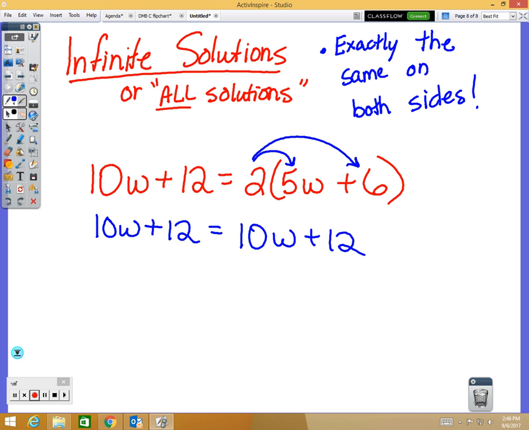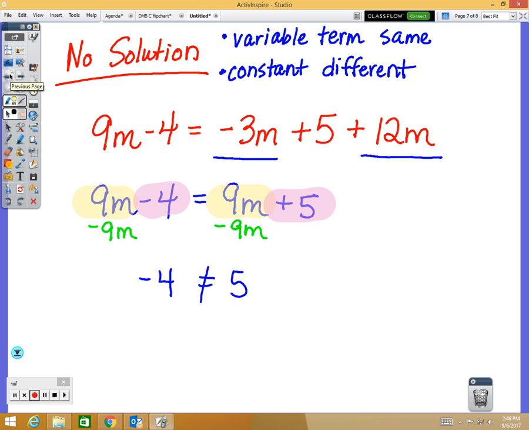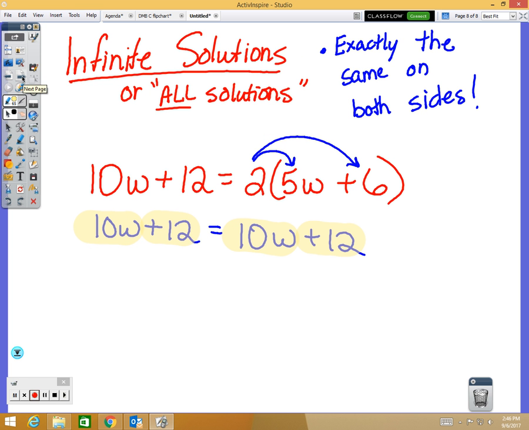So again, if the term with your variable is the same, and your term with the constant is the same, then it's all solutions. However, like on the last example, when the term with the variable is the same but the constants are different, it's no solution. Okay? So that's going to be your clue.